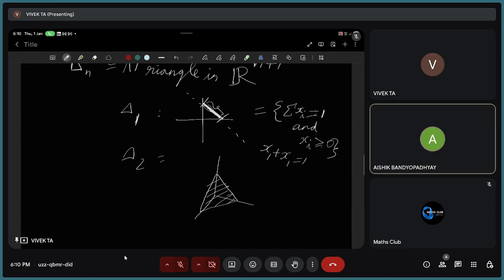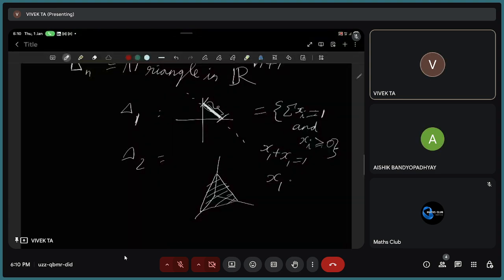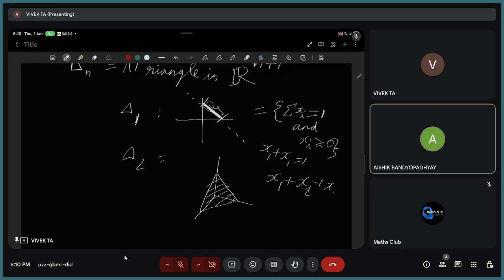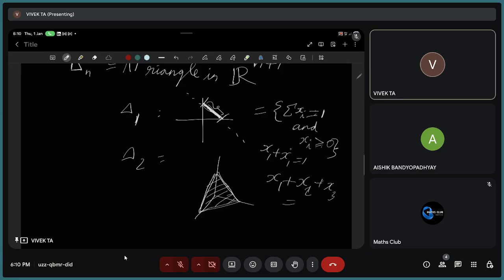In delta 2, we take three lines on the XYZ axis, but equal to 1, right? So x1 plus x2 plus x3 equal to 1 defines a plane in R3. So it will be all of this plane. And then you restrict it to the first quadrant. So you get this.